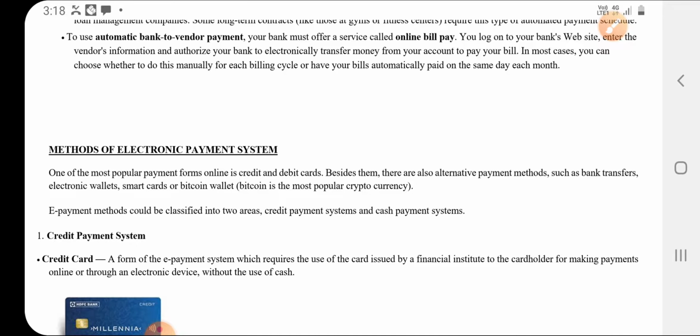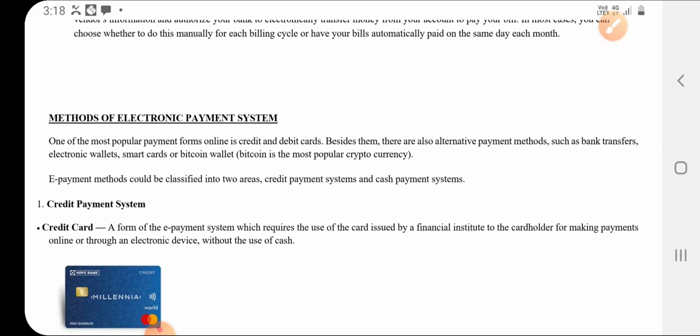One of the most popular payment forms online is credit card and debit card. So, for online payment, we will pay either by credit card or debit card. Besides them, there are also alternative payment methods such as bank transfers. So, bank to bank also we can transfer the fund, electronic wallet, smart card or Bitcoin wallet. Bitcoin is the most popular cryptocurrency.